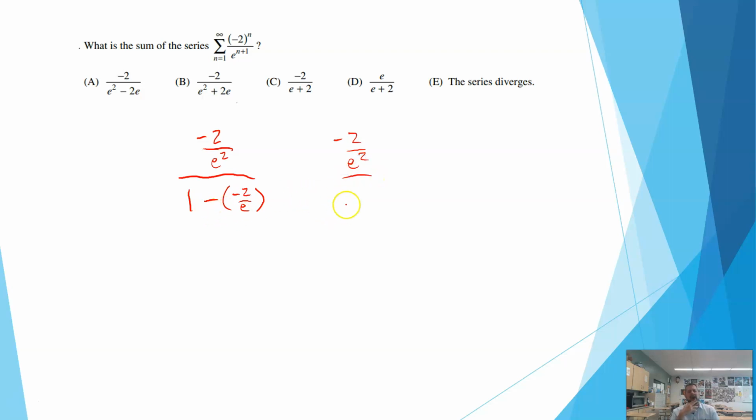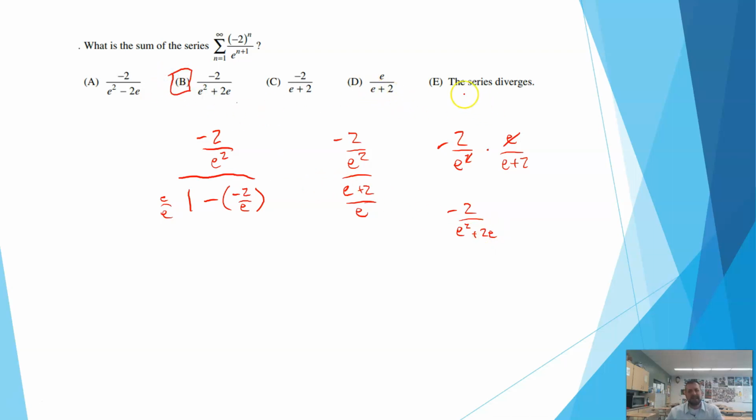Here, I'm going to have to get a common denominator. So I'm going to have e plus 2 divided by e, because 1 is e over e, and then two negatives make a positive. Well, now I've got a fraction divided by a fraction, so I've got negative 2 over e squared multiplied by e over e plus 2. That e crosses out with one of those. I've got negative 2 on top. I distribute the e on the bottom, so I've got e squared plus 2e. And so my answer here is letter B.